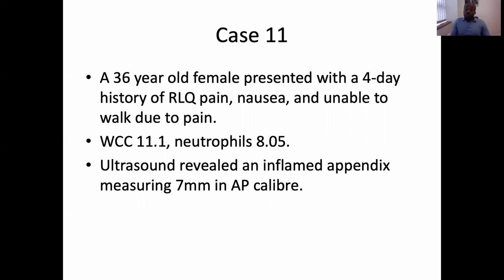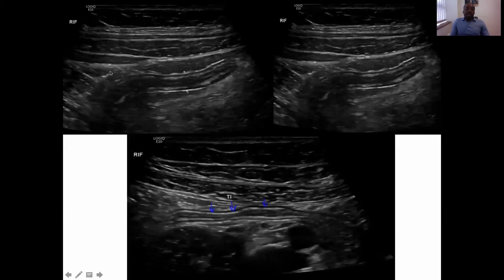So case 11, a 36-year-old female presented with a 4-day history of right lower quadrant pain, nausea, and she was unable to walk due to the pain. WCC was slightly raised, neutrophils were normal. Ultrasound revealed an inflamed appendix, which measured 7mm in AP caliber. So we can see the appendix here. This actually is a nice view of the appendix because we can see the individual walls there.